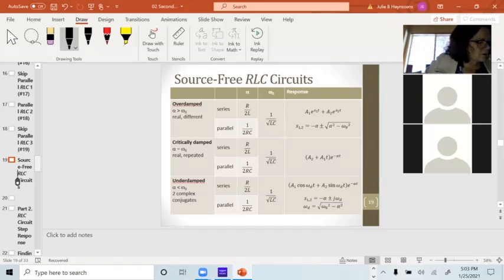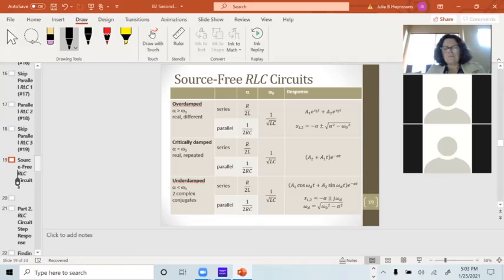Basically, your homework has 4 problems on it. The first 2 are fairly simple. The third one, you're solving for a series RLC circuit. The fourth one is a parallel RLC circuit. So you get to do 2 of these problems on your homework. And I think that's fair.